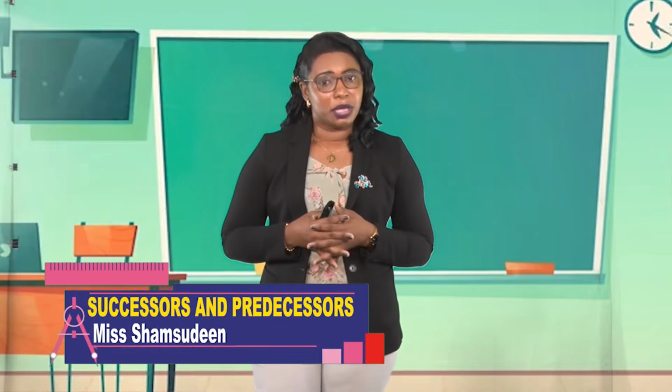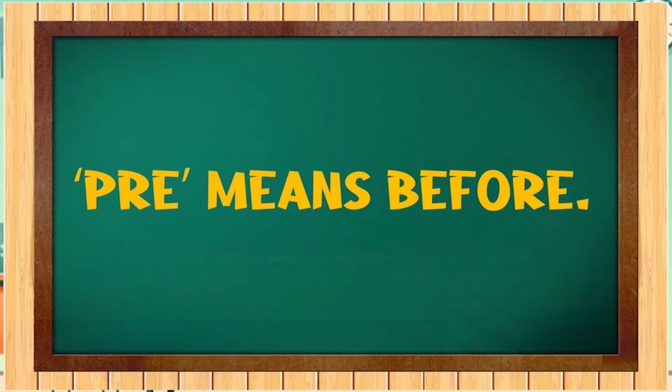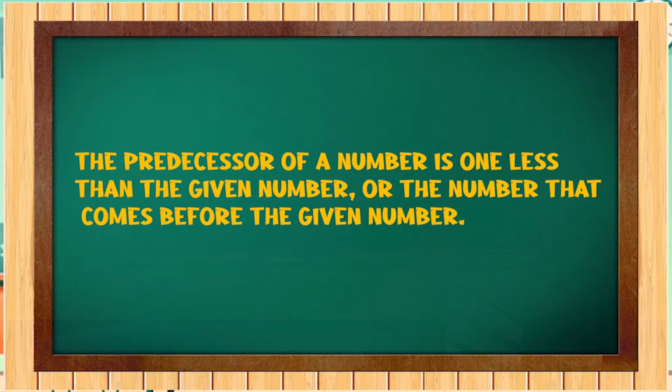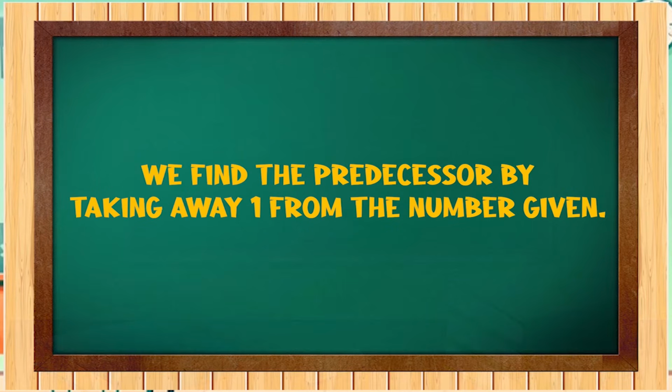You might also remember in your lesson on prefix from your language class that the term pre, which is a prefix, means before. So, the predecessor of a given number is one less than the given number or the number that comes before the number that we are given. So, let's find the predecessor by using the subtraction method or by taking one away from the number that you are given.